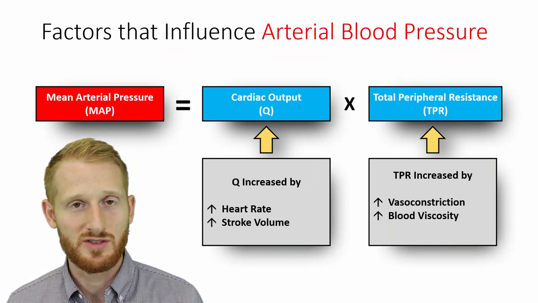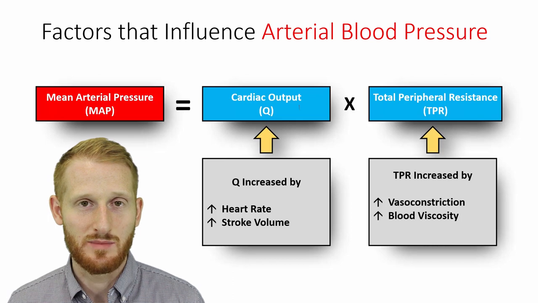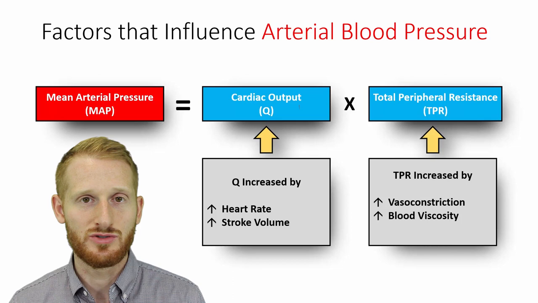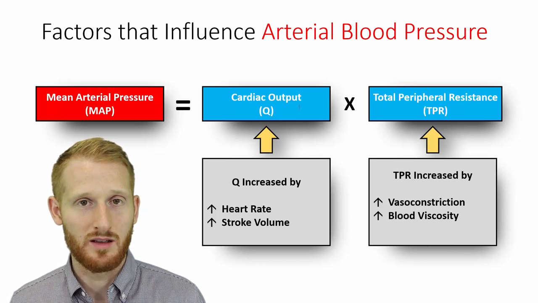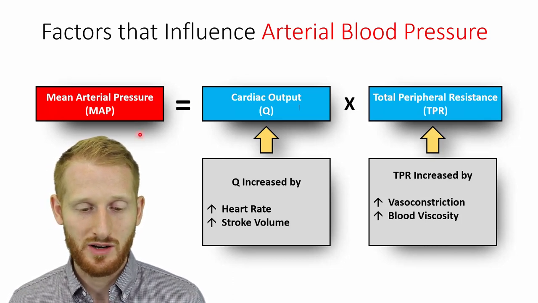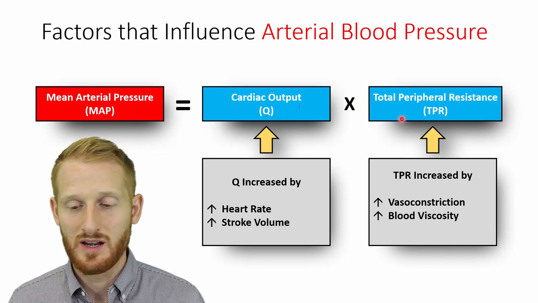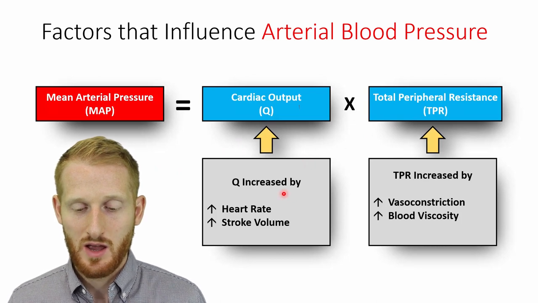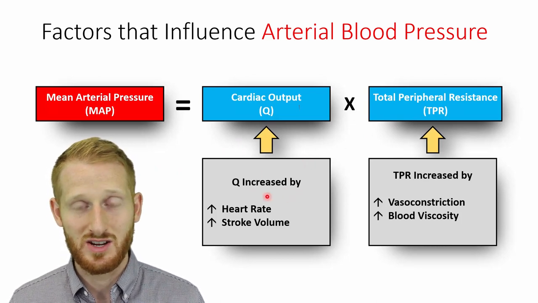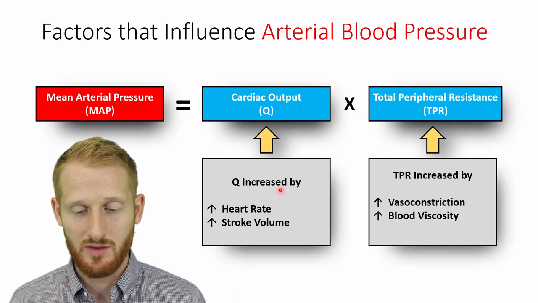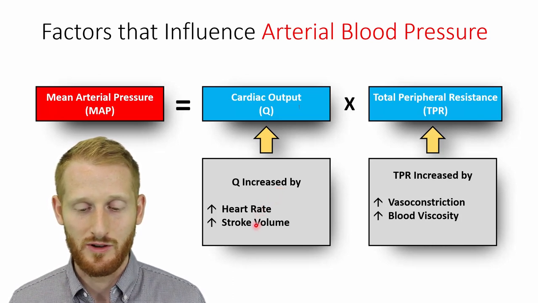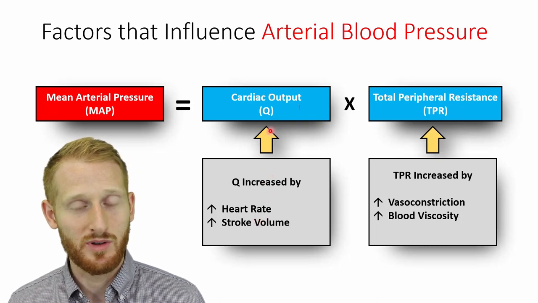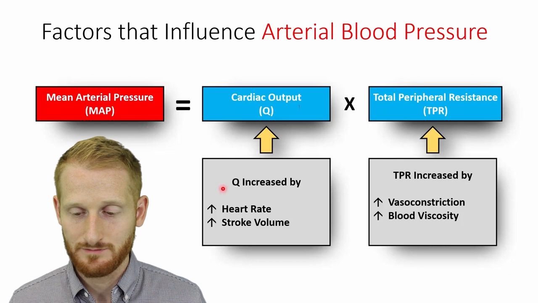So again, mean arterial pressure was 2/3 diastole plus 1/3 systole, but there are other ways to calculate it, and these other ways are going to allow you to combine cardiovascular concepts. So mean arterial pressure equals cardiac output times total peripheral resistance. All right, so let's talk about each of these quickly. Cardiac output we've already defined in section 2. It is the result of heart rate times stroke volume. So if heart rate goes up or stroke volume goes up, cardiac output is going to go up. If cardiac output goes up, mean arterial pressure is going to go up.